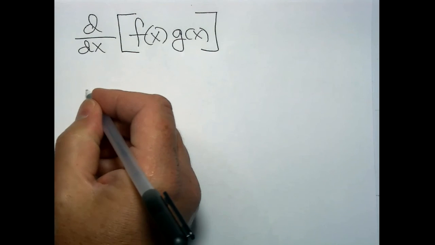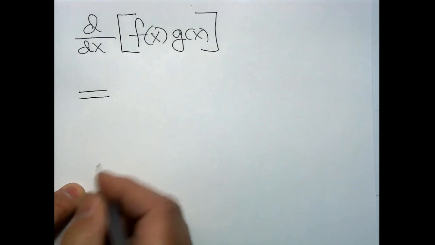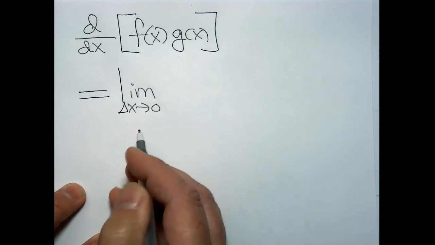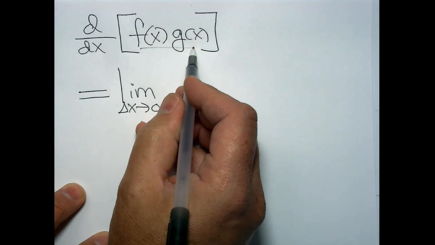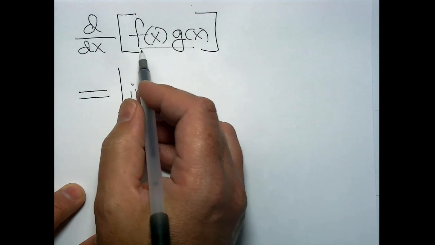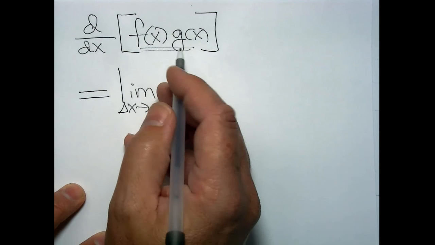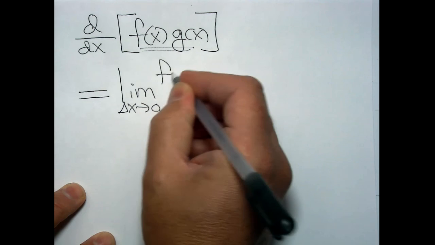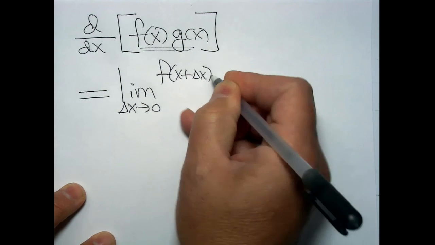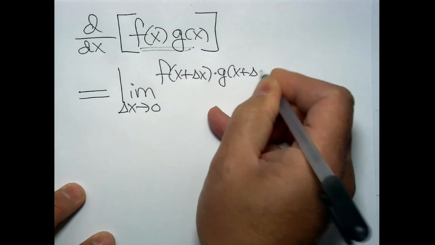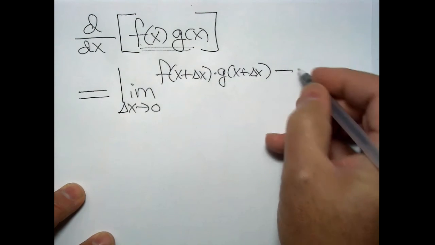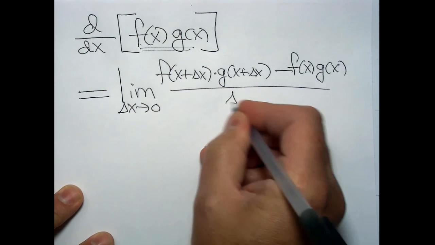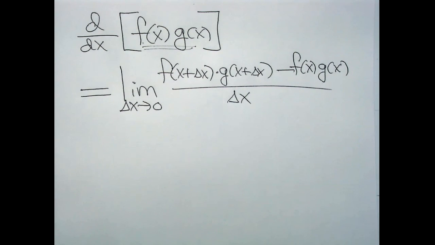Using the limit definition for the derivative says it's the limit as delta x approaches 0 of this big function evaluated at x plus delta x minus this function evaluated at x, all over delta x. So let's take this function evaluated at x plus delta x, minus, let's take this function and just evaluate it at x. And that should be all over delta x. That is the limit definition of the derivative.